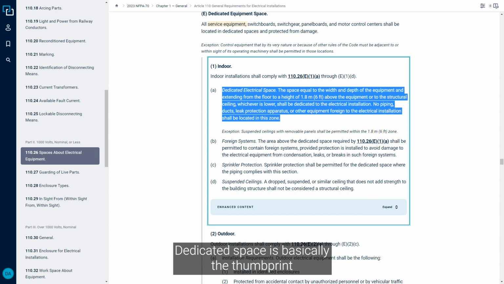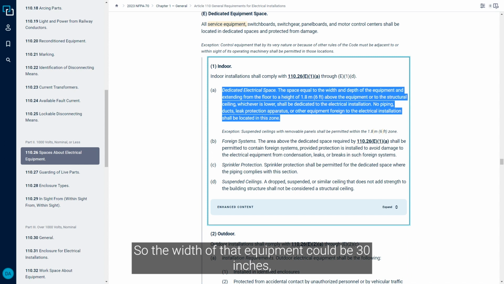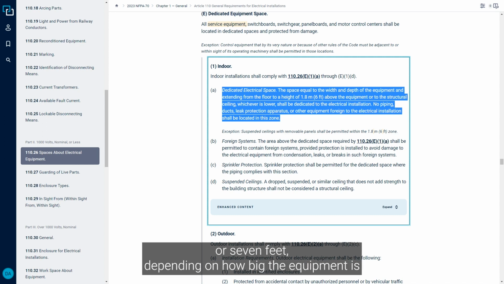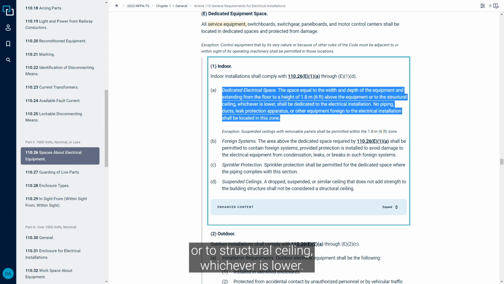Dedicated space is basically the thumbprint of the previously mentioned equipment. So the width of that equipment could be 30 inches, could be 36 inches, could be 6.5 feet or 7 feet, depending on how big the equipment is. To a height of 6 feet above the top of the equipment or to structural ceiling, whichever is lower.